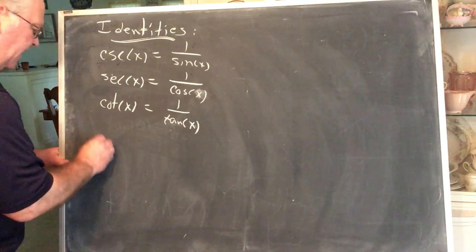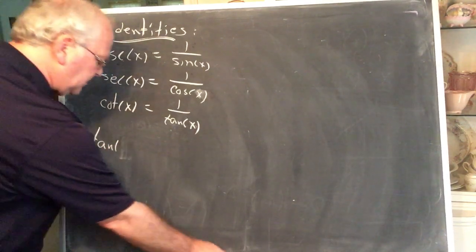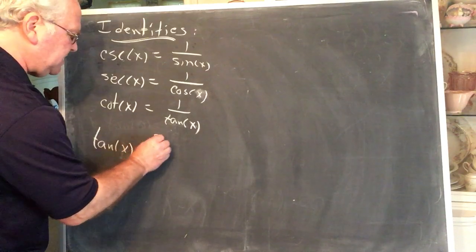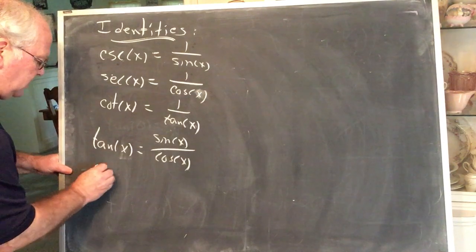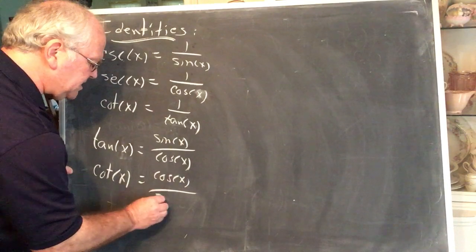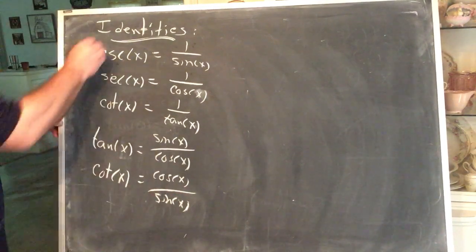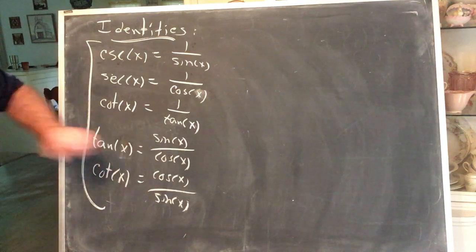We also have that, again, I'm going to talk about x's instead of thetas here. Tangent is equal to sine over cosine, and cotangent is equal to cosine over sine. So these are sort of the basic identities, the basic values that we're going to start with. Those are the reciprocal identities, and these identities are using sine and cosine.